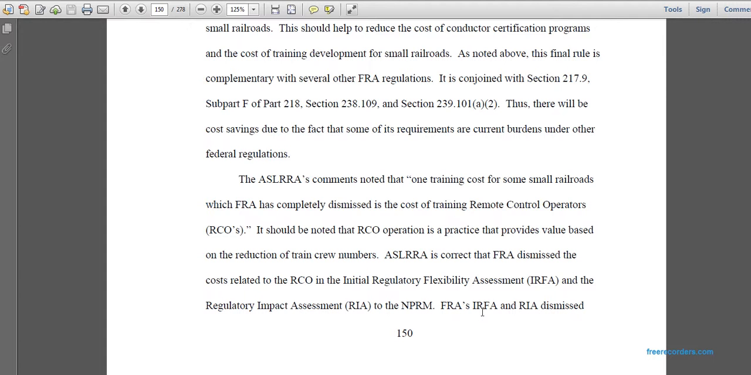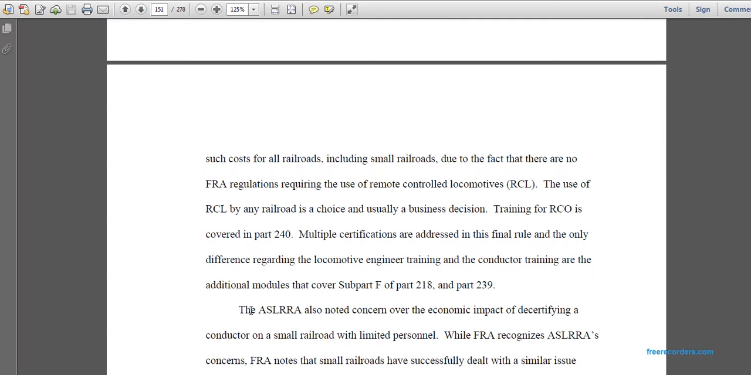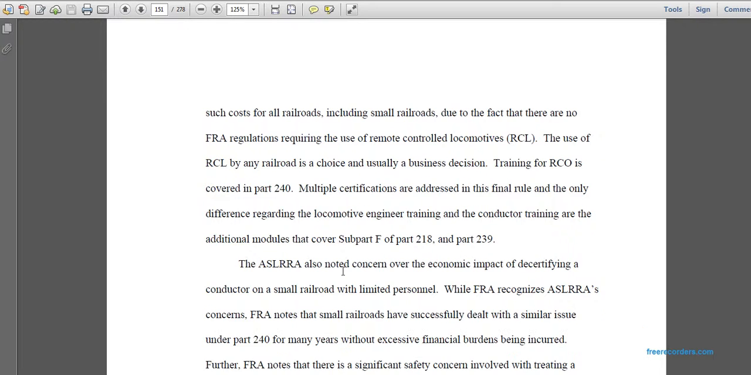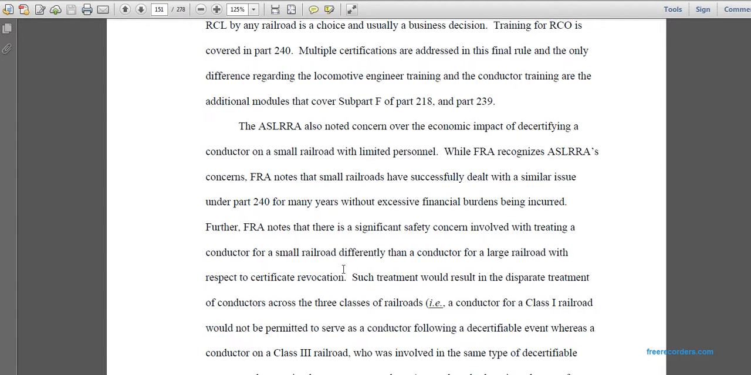In the notice of proposed rulemaking, the FRA, in the IRFA and the RIA, dismissed such costs for all railroads, including small railroads, due to the fact that no FRA regulations require the use of remote-controlled locomotives; their use is a business decision. Training of remote-controlled locomotive operators is covered by Part 240. Multiple certifications are addressed in this final rule. Only the differences regarding locomotive engineers, the conductor training, and the additional modules in Subpart F of Part 218 and Part 239 apply.